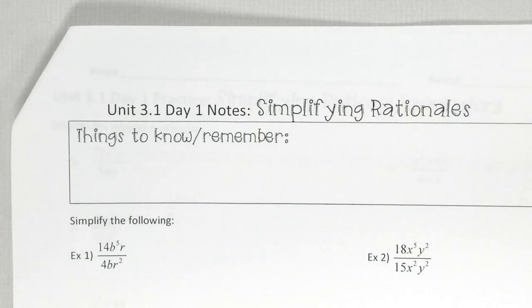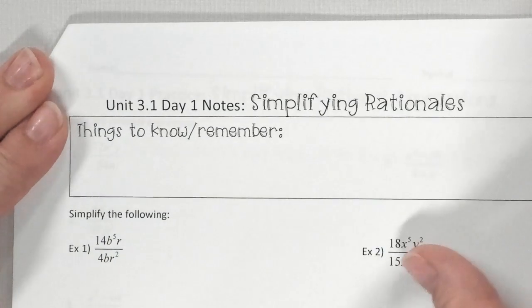Okay, we are simplifying rationals. Rationals just means that there's letters on the bottom. If you look in all the denominators, there are letters. Yes? Okay, so things to know and remember, factoring is back.